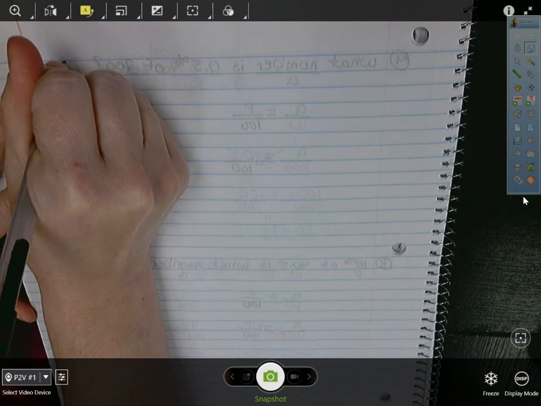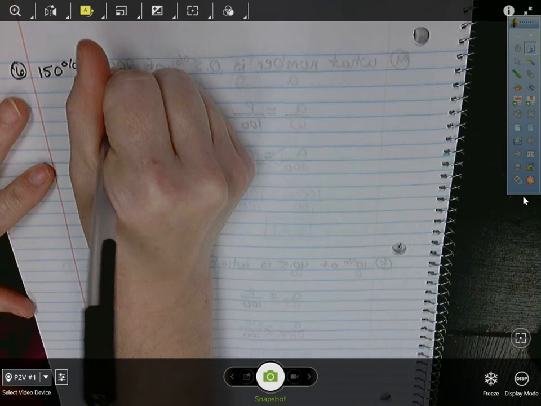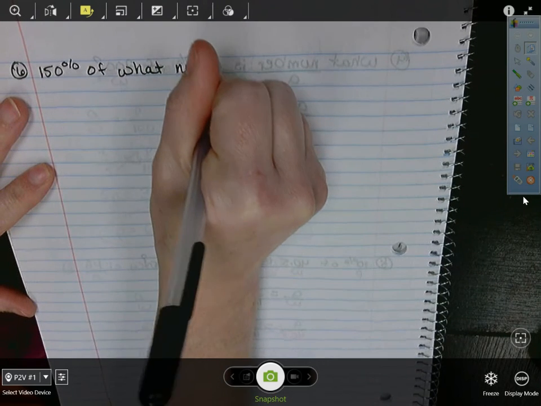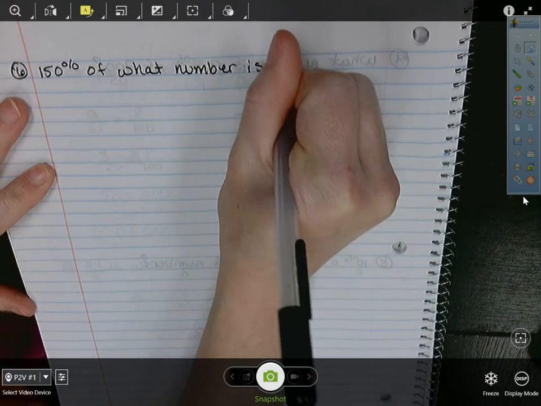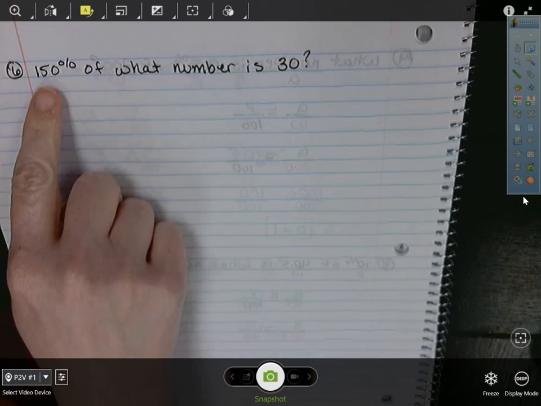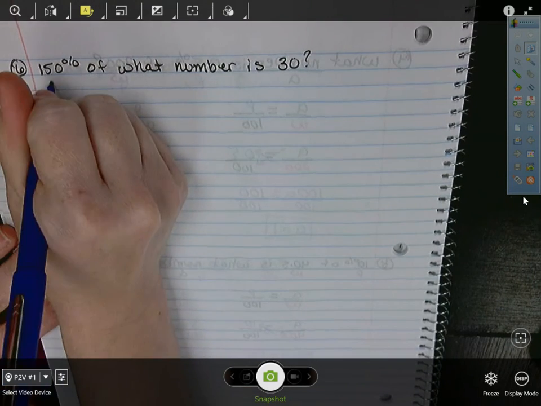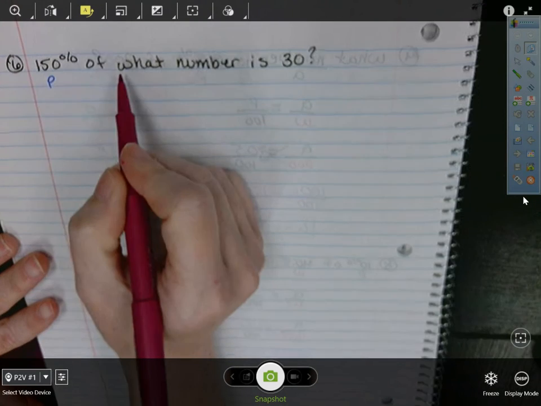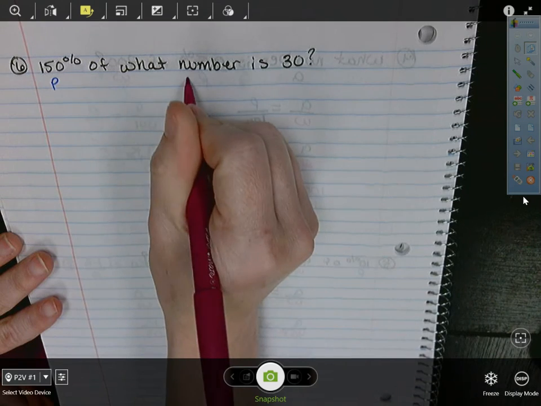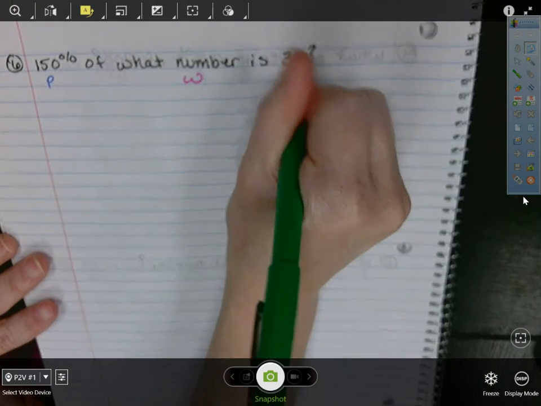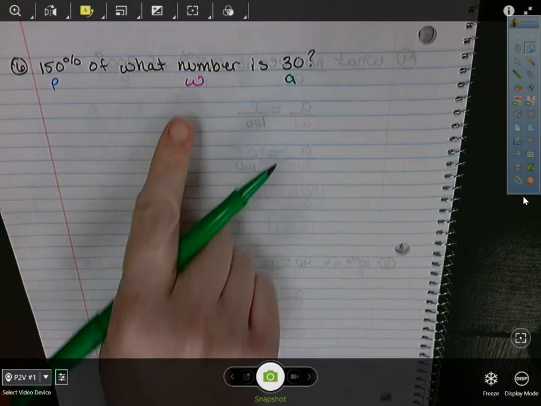150% of what number is 30? Okay, so it says 150%, so I know right away that that's my P. And then it says of what number? So since this is after of, that means that's my whole. So this right here would be my whole. And then is 30, that would be my part. Okay, so this time I'm trying to find the whole.